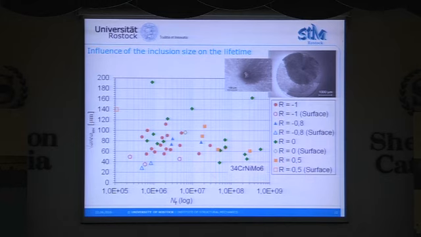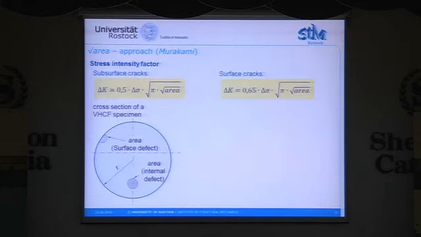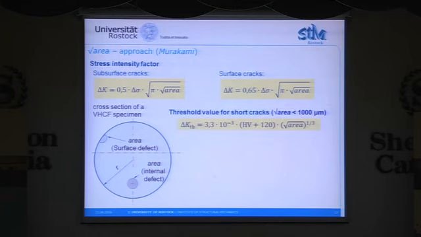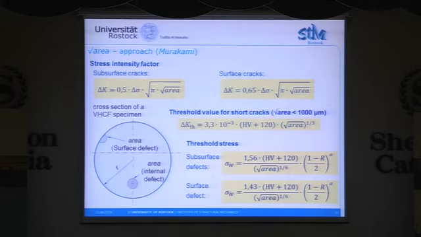In order to take this into account, we applied the square root area approach of Murakami, who calculated the stress intensity factors for subsurface and surface cracks, and he combined this with the threshold value for short cracks for square root of area smaller than 1,000 micrometers, which depends on the Vickers hardness. We then can calculate through the combination the threshold stress at which a crack initiation can take place. And that depends on whether it is a subsurface or a surface defect.